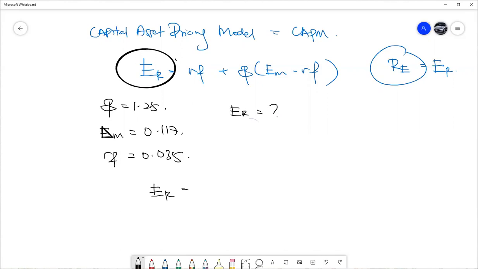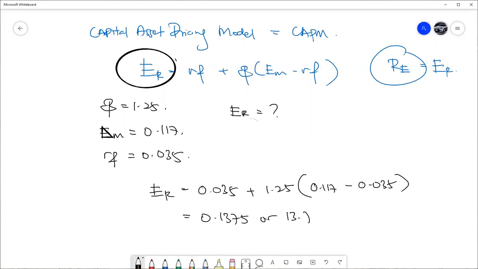So filling into the formula, expected return is equal to risk-free 0.035 plus your beta 1.25, expected return of your market 0.117 minus your risk-free, and you can get your expected return straight away: 0.1375 or 13.75%. That means these stocks will potentially give you a return of 13.75%.